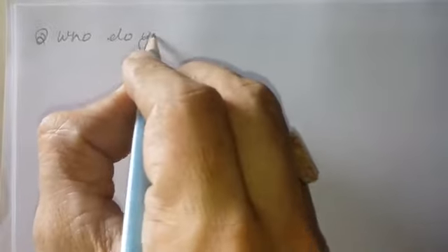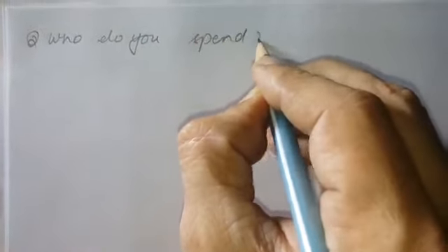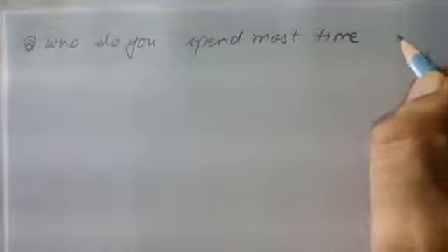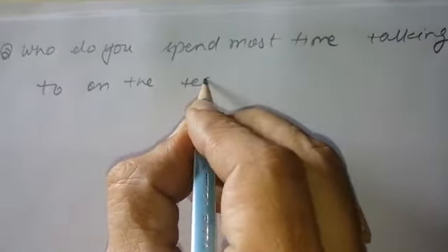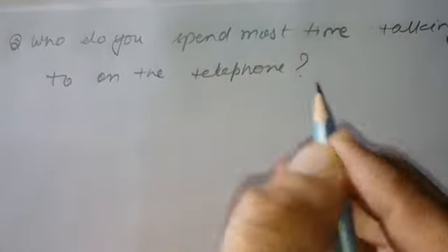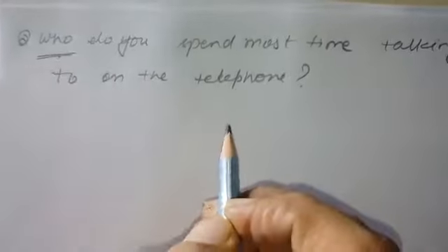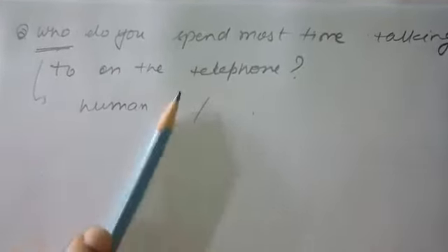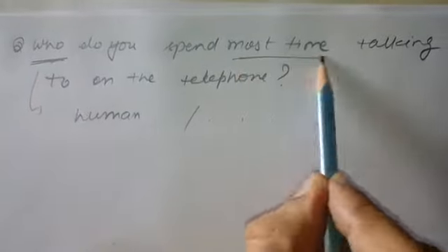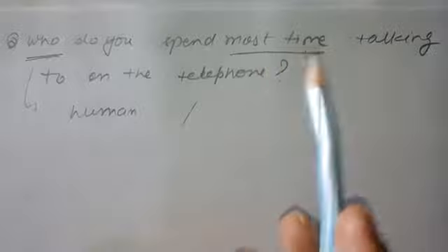Next, if we go to the second one, now the next question, you can check whatever is my answer. Who do you spend most time talking to? Check the grammar of the question also. Talking to on the telephone. There the "how" was there, right? Now the question starts with "who". Who is used for a human, or for an organization also in some cases. Most means, you understand, maximum time talking on the telephone.